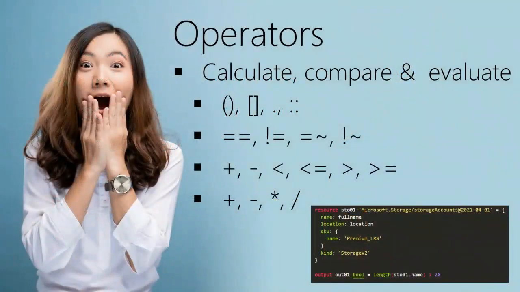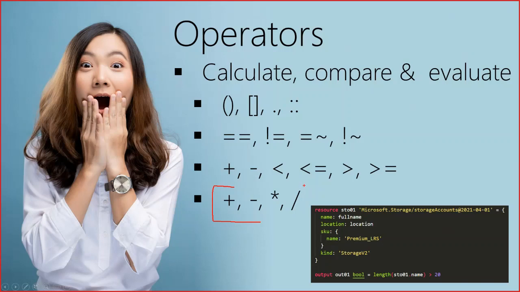All right, then also a thing to understand is operators. So when you want to calculate values, when you want to compare values, those kind of things, then there's lots of different operators available in Bicep. So some of them are pretty obvious, such as these guys here. They're used for subtracting, multiplying, dividing, and so on values.